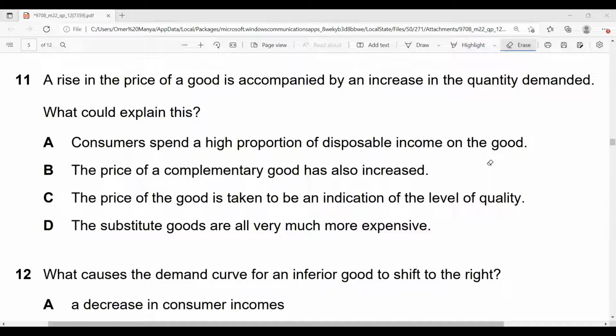Right? So think of items such as designer watches or luxury jewelry. You find that if the price increases, people want to buy more of it. So either the price is linked to quality or to more desirability. The only one that fits this description is option C, where the price of a good is taken to be an indication of the level of quality. And these are called Veblen goods.